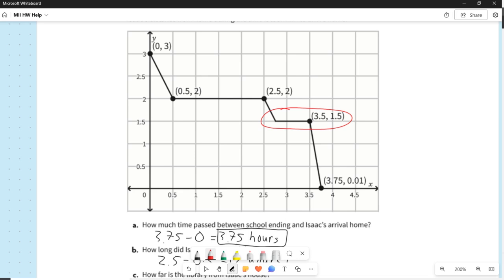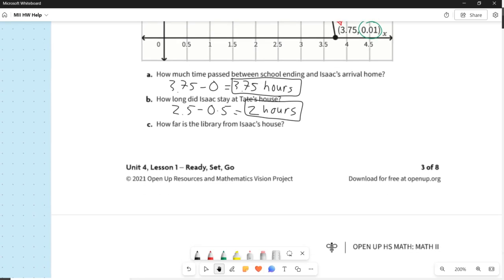Well, notice that after he leaves the library, then he goes home, right? So after the library, he goes home. And so his distance, when he leaves the library, his distance from home is 1.5 miles. And when he arrives home, I don't know why this is 0.01. It really should just be 0. But I think we can basically assume that it's 0. So when he leaves the library, he's 1.5 miles from home, and then he arrives home. So that means that the library is 1.5 miles from his house.